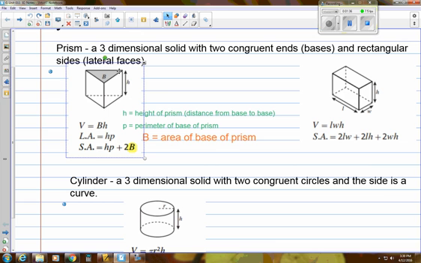So the height might not always be up and down. Sometimes it could be horizontal, but just keep in mind that the height of the prism is defined as the distance from one base to the other. And the P stands for the perimeter of the base of the prism. So you're going to find the perimeter, or the distance, all the way around the base.